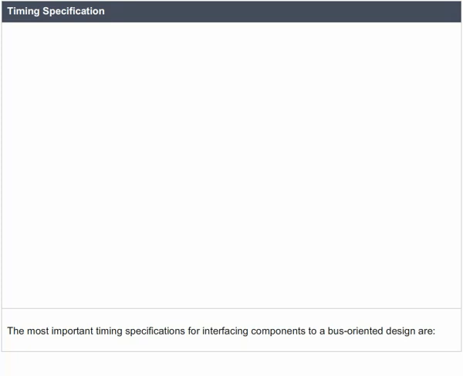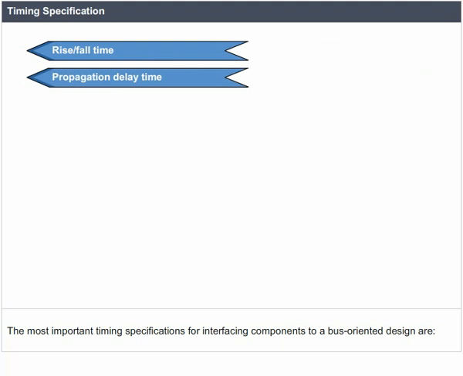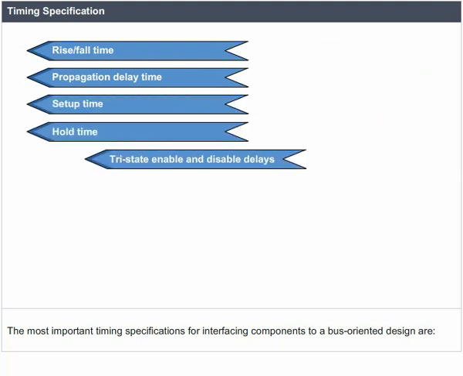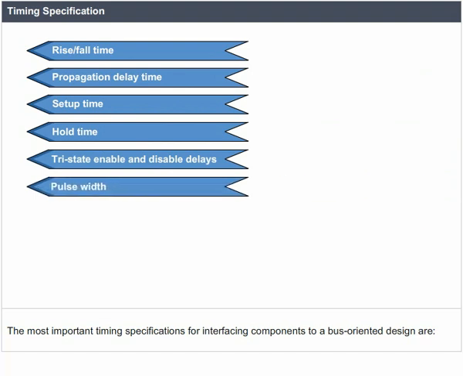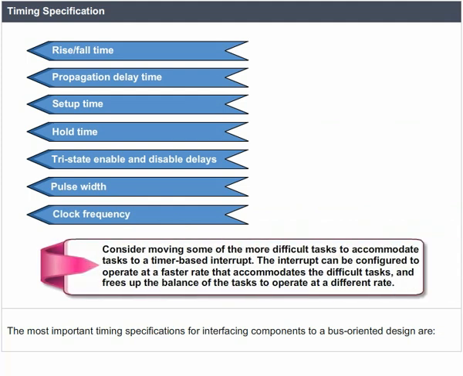Timing specification. The most important timing specifications for interfacing components to a bus-oriented design are rise or fall time, propagation delay time, setup time, hold time, tri-state enable and disable delays, pulse width, clock frequency. Consider moving some of the more difficult tasks to accommodate tasks to a timer-based interrupt.